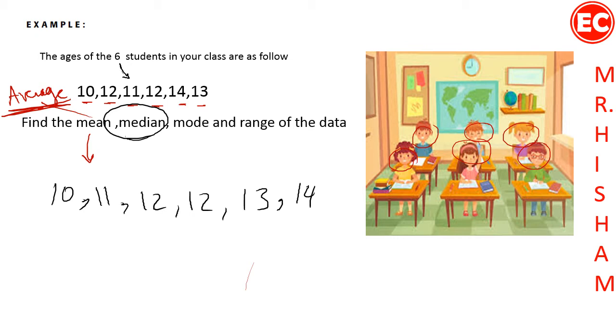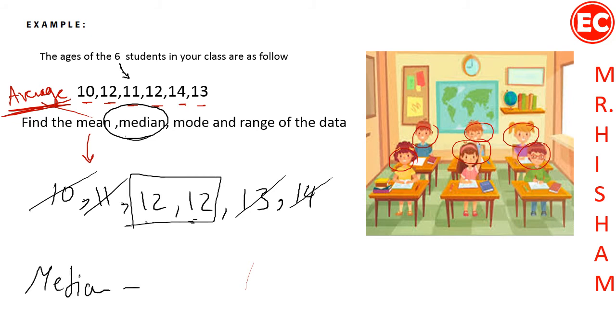Now, they are 6, and 6 is an even number. If I cancel the smallest value with the greatest value, then the second smallest value with the second greatest value, I will have 2 numbers in the middle. Since I have 2 values in the middle, I add them and divide by 2. So it's 12 plus 12 divided by 2, which is equal to 12.